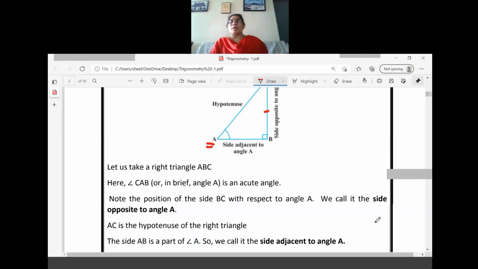Angle CAB is an acute angle, right? Because we already told this point, angle B is 90 degrees. Naturally, A and C are acute angles only, right? So A is the first consideration. A is an acute angle.